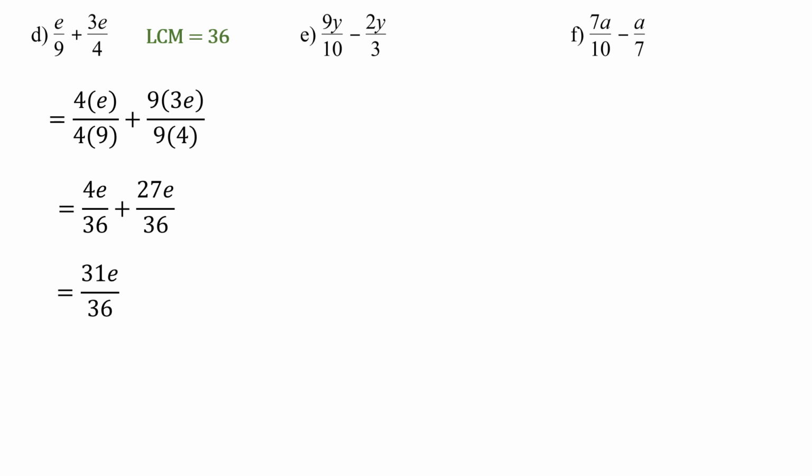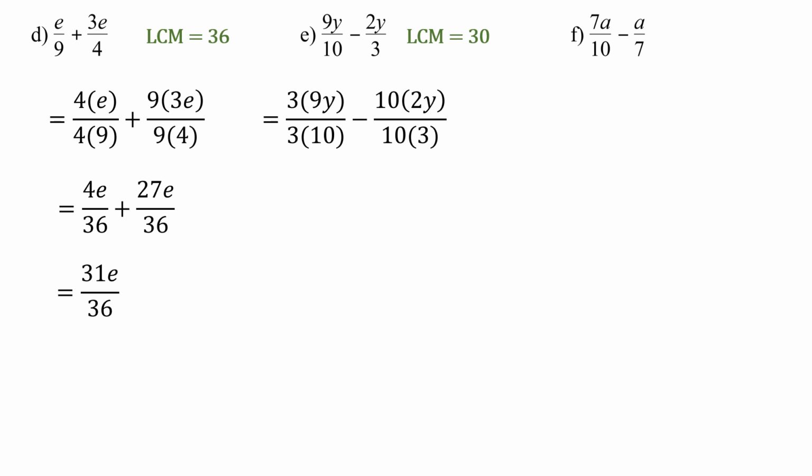We've got a 10 and a 3. So the lowest common multiple of that's going to be 30. So the 10 has to be multiplied by 3, and the 3 has to be multiplied by 10. Expand our brackets. We've got 27y minus 20y. Gives us 7y over 30.